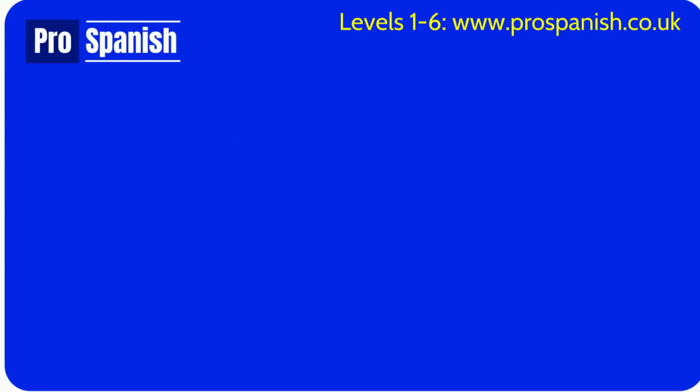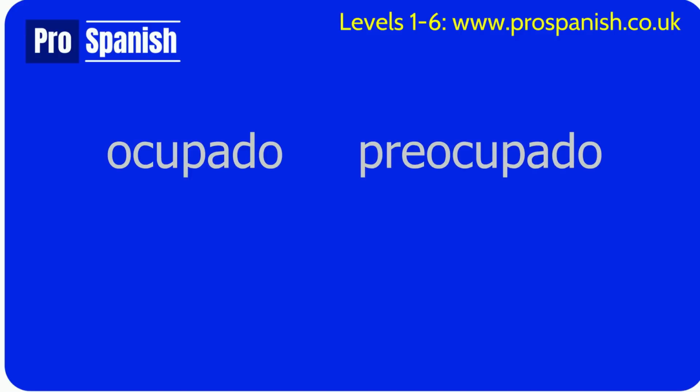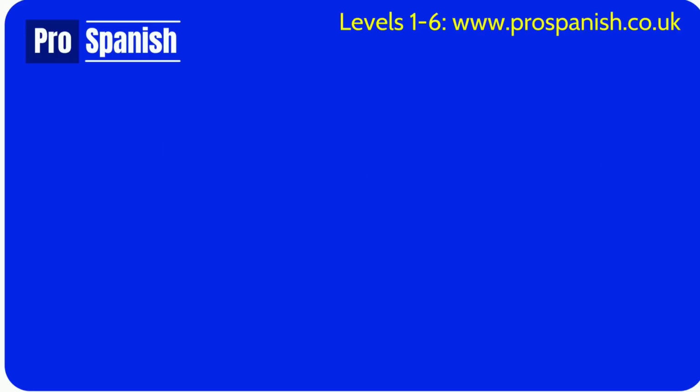Okay, so the next phase is for us to extend what we know. Look at these two words. Ocupado, preocupado. You can kind of see there, ocupado, occupied, and preocupado, preoccupied. And we would probably say, ocupado is busy. You're occupied, you're busy. And preocupado, preoccupied, would be worried. So busy and worried, ocupado, preocupado. How do you think you would say, I'm busy?